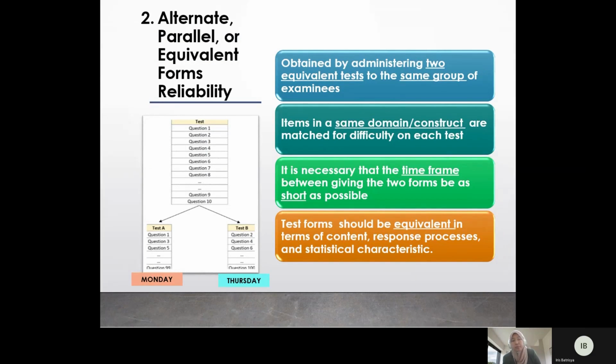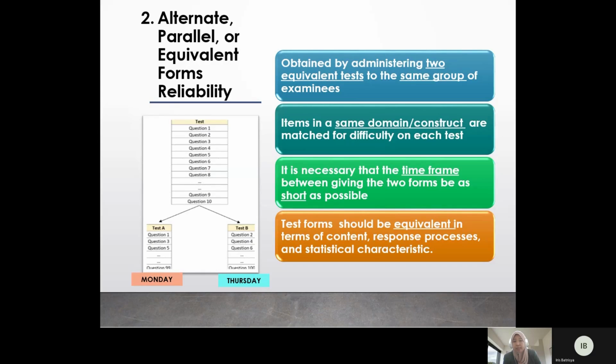Okay, the second type, we move to the second type, alternate, parallel or equivalent form reliability. Alternate means pilihan, parallel is selari, and equivalent means kesamaan. Okay, obtained by administering 2 equivalent tests to the same group of examinees. Items are the same domain, construct, and matched for difficulty of the test.